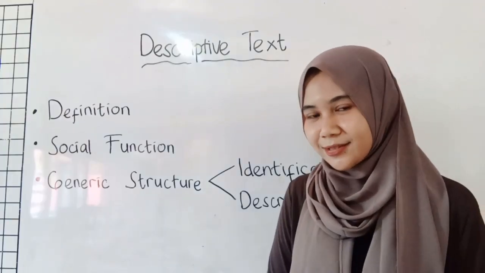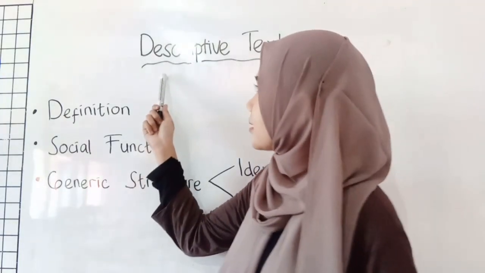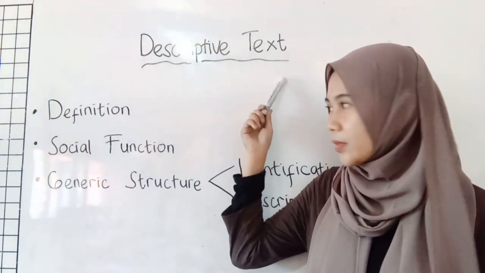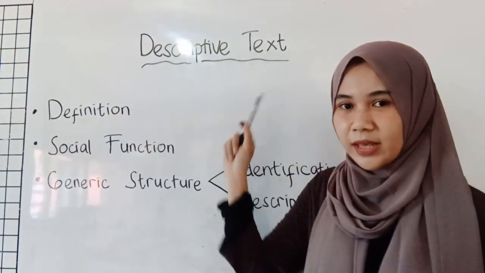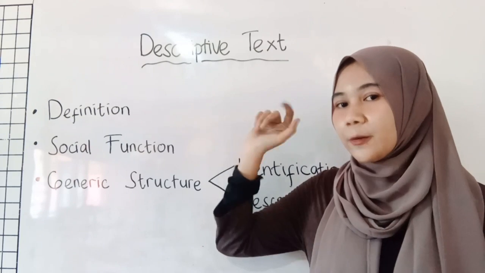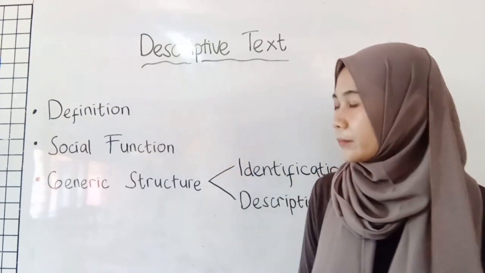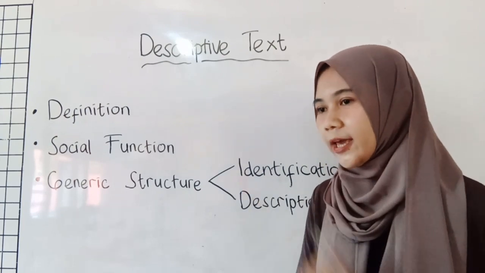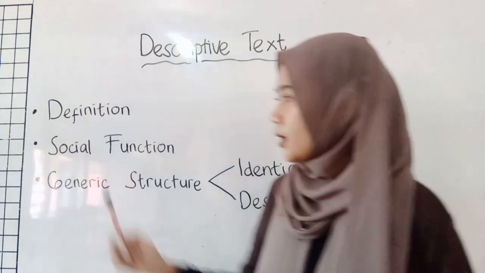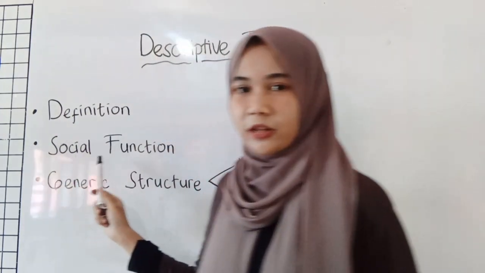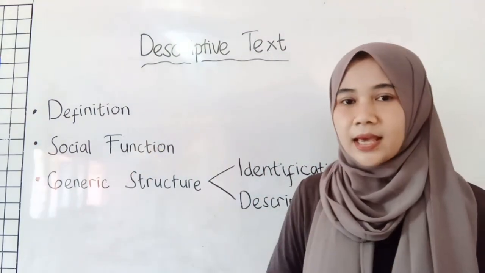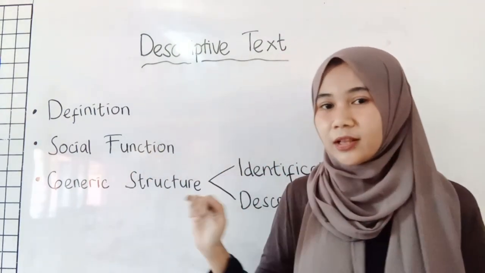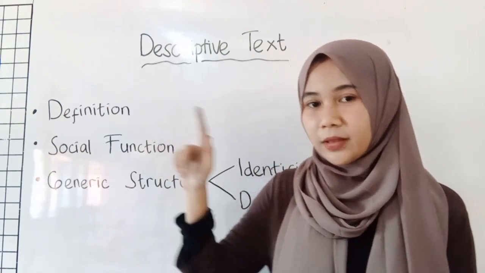Okay, students, let's start our lesson. We discuss descriptive text. The definition of descriptive text is to describe a person, place, or thing. Revan, do you know what its purpose is? I'm sorry, Miss, I don't know. Okay, please pay attention. The purpose or social function of descriptive text is to describe and reveal a particular person, place, or thing.